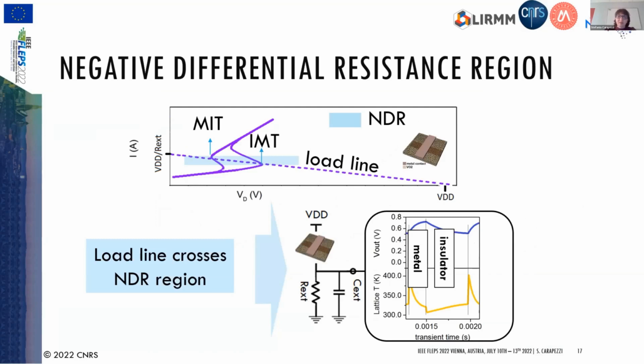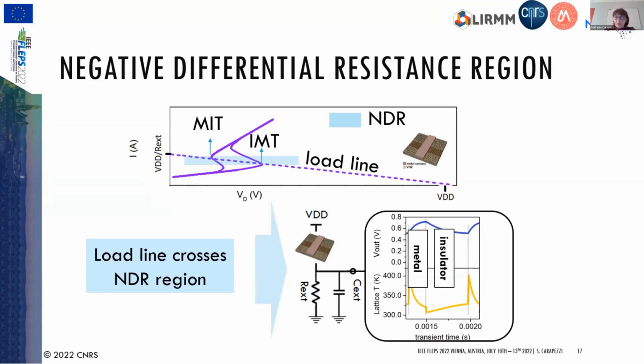So the slope becomes negative. And then if you insert the two-terminal device into a simple RC circuit, and the parameters of your circuit, in particular VDD, the voltage, and Rx, the external resistance, are such that the associated load line crosses the negative differential resistance region, then you know that your circuit at the output node would yield an oscillatory signal.